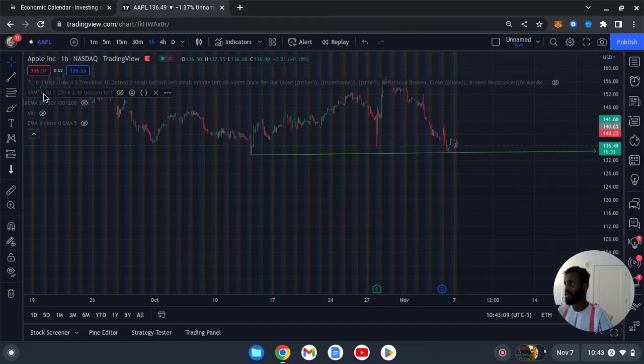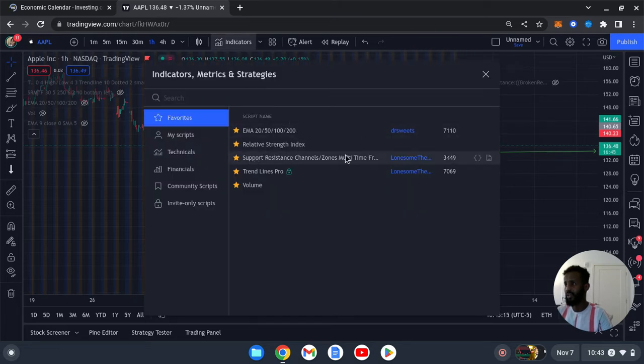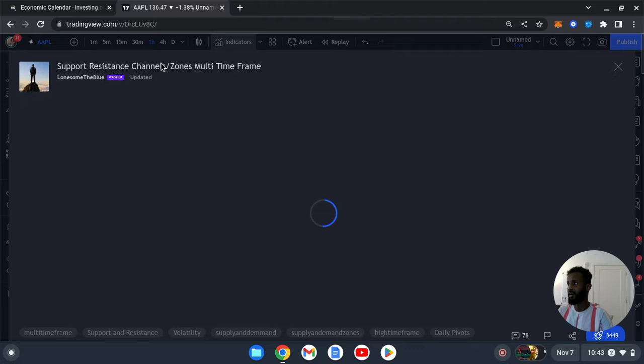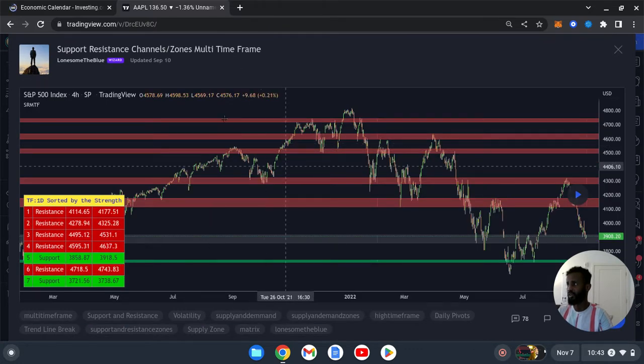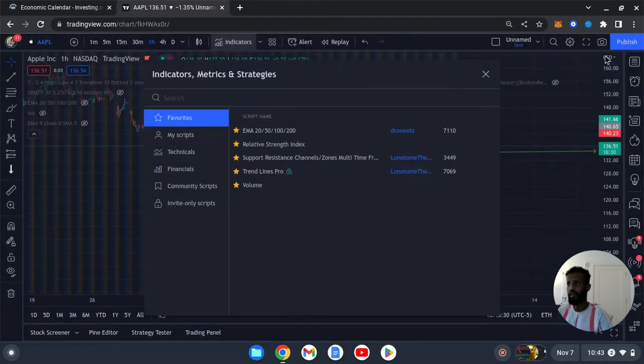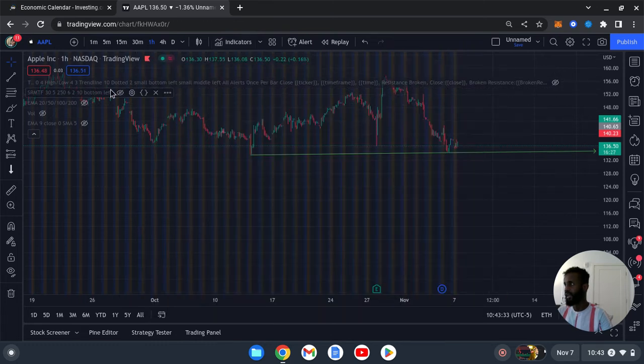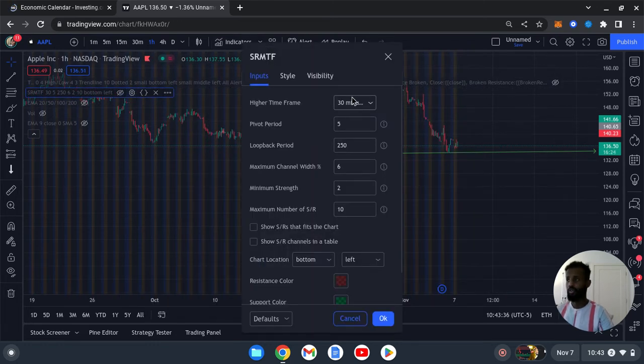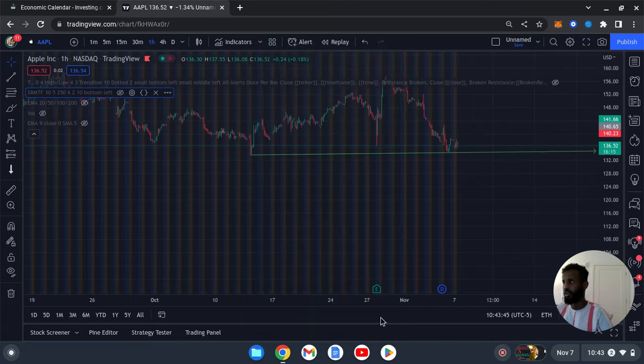Now is our supply and demand zones. So for this, I use this indicator here. It's by the same creator. It's called Support Resistant Channel Zones in the multi time frames. So this is how it looks when you go to the indicators tab on TradingView. And for this, it is up to your discretion how you like to use it, but what I have found success in is using the 30-minute time frame. So when we go to OK, and as you can see, it's 10:43. Today is Monday, so this is the live markets.